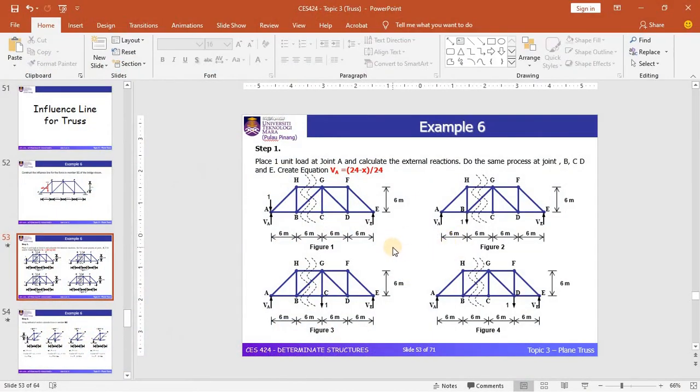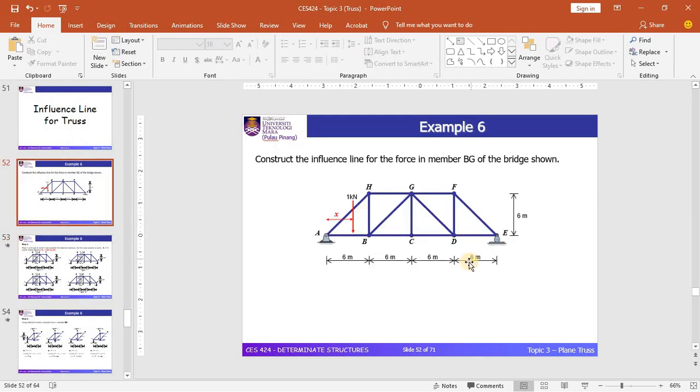Okay, this is our first step. You need to find out the reaction at support A by placing the 1 unit load at different joints until joint E. What you can see here is our objective is to find out the value of internal forces for member BG. So our objective is to draw the influence line diagram for the internal forces for member BG.